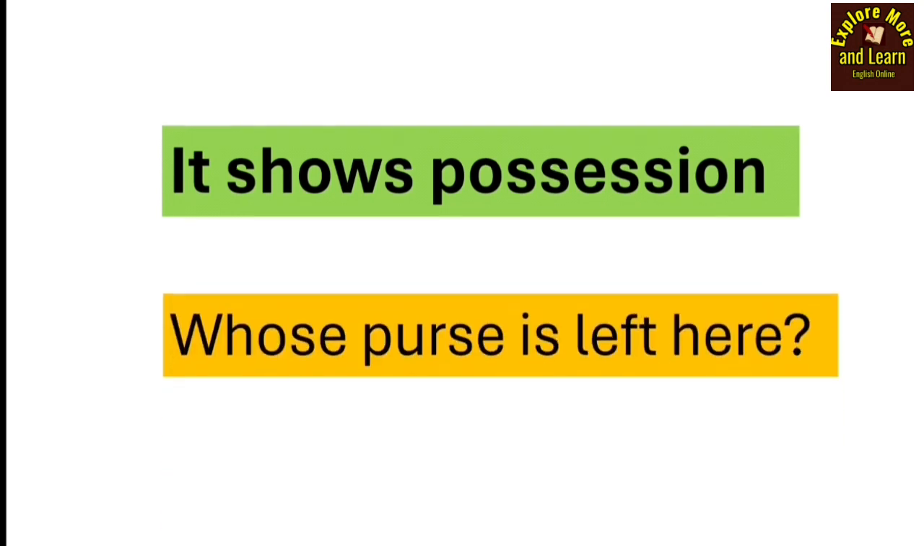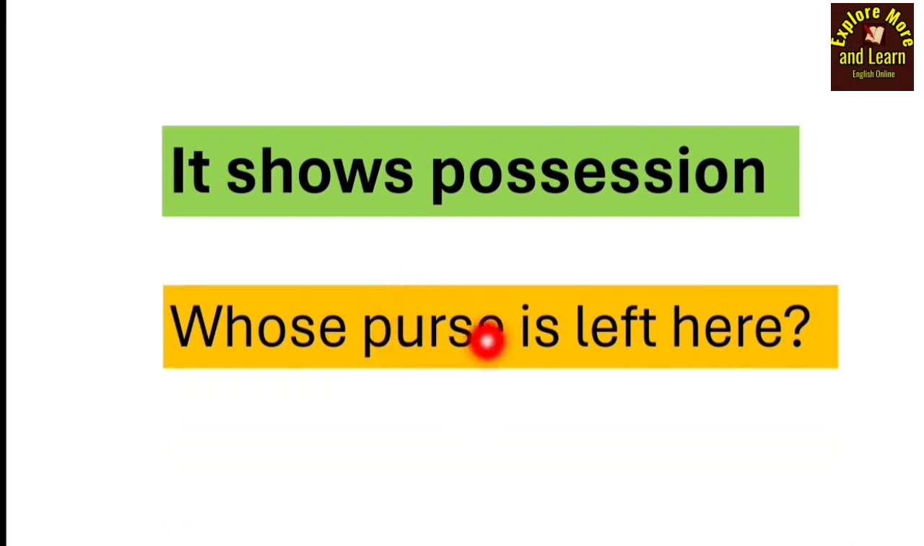Number two, it shows possession. As I told you, possession means someone owns something or something belongs to someone. For example, whose purse is left there? Here you can see that whose is used to show possession for this noun purse. Whose purse is left there?